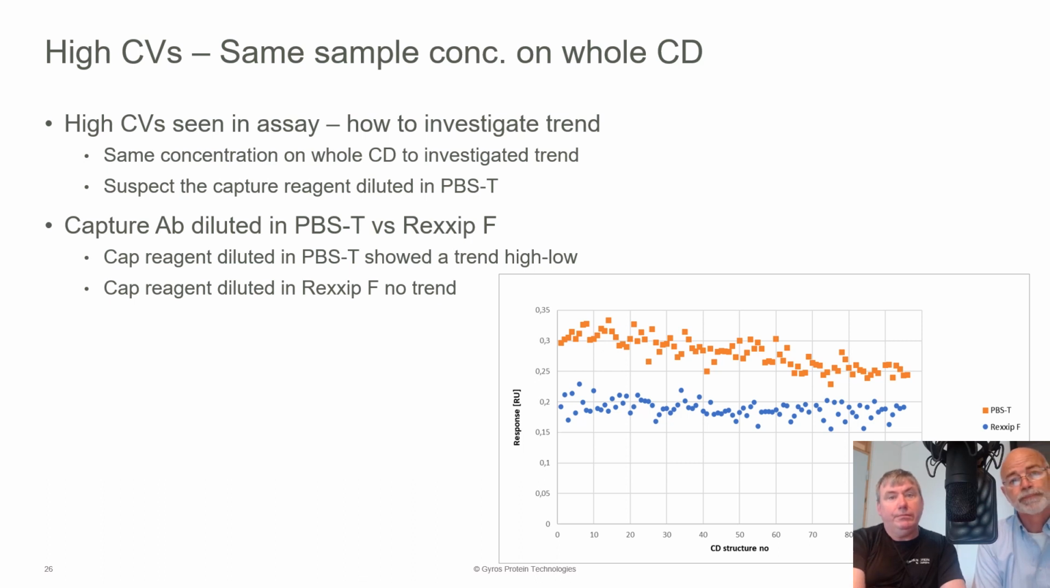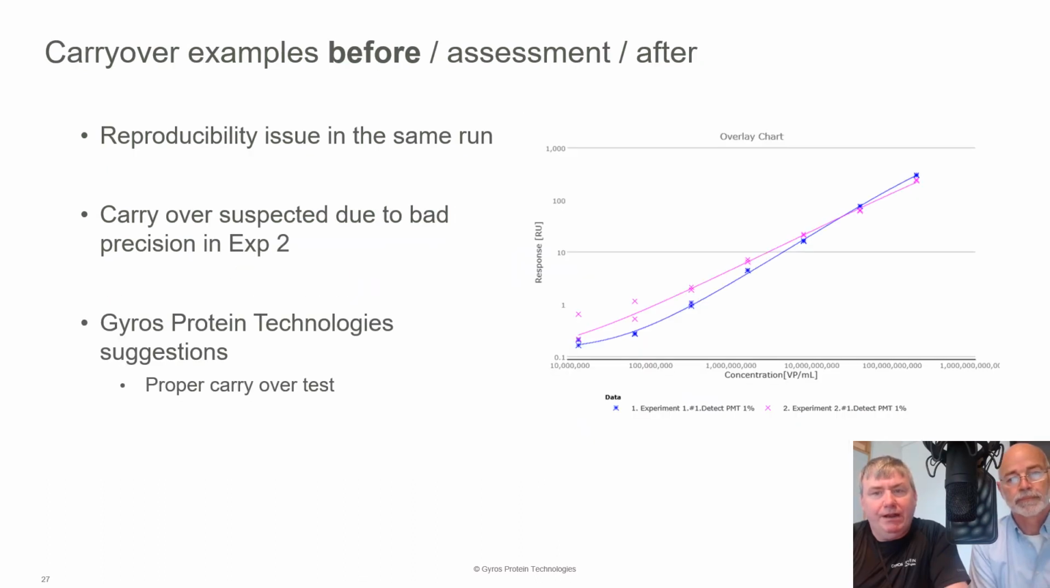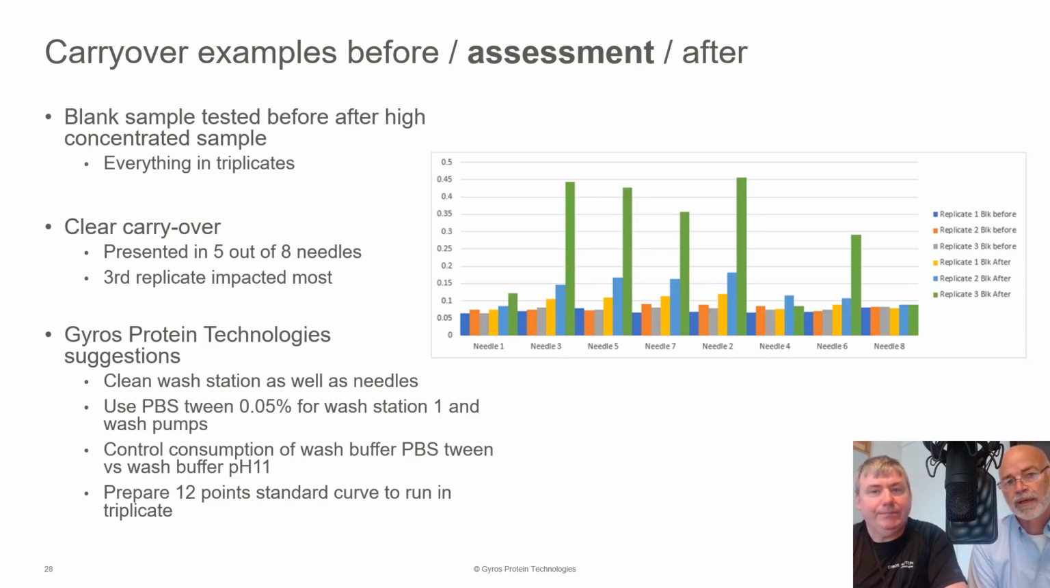Absolutely. So now we're going to give you a carryover example and kind of an investigation. What we saw, the reproducibility issues in the same run, and carryover was expected due to bad precision in experiment 2. So the Gyros suggestion was to perform a proper carryover test. Yeah, so let's take a closer look at how this carryover test data is analyzed.